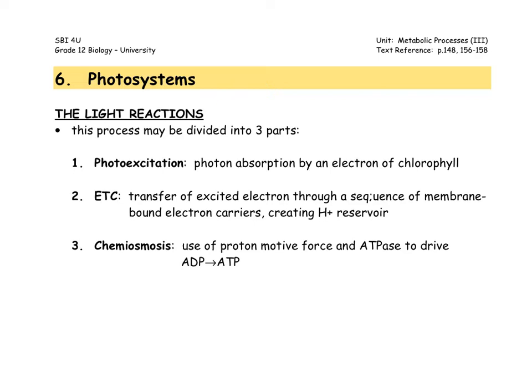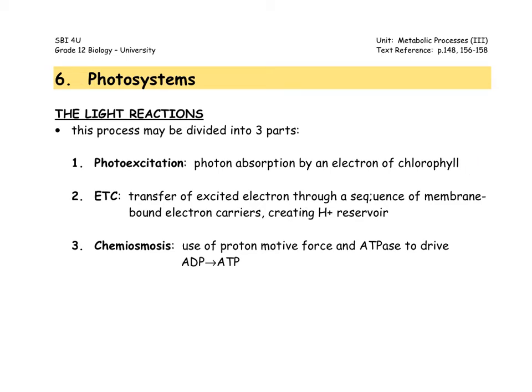You'll remember from our previous lesson that photosynthesis is divided into two distinct phases. The first of which is the light reactions, and the second is the light independent reaction, or the Calvin cycle. We can divide the light reaction into three distinct components. The first is what we call photoexcitation. Photo meaning light, and excitation, well, what would be excited? We're talking about a photon being absorbed by an electron of chlorophyll. I'm going to discuss that even further in the next segment.